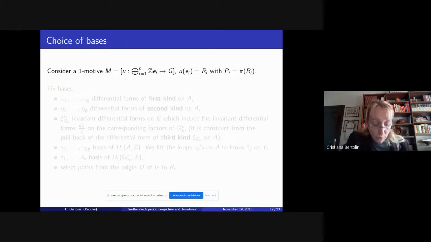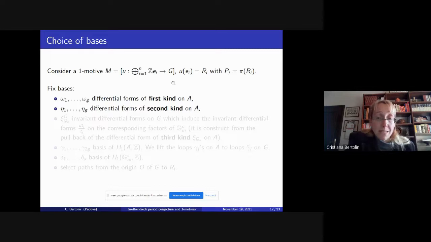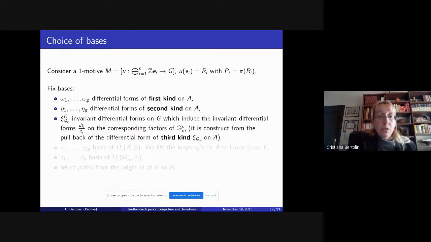So now I want to construct the period matrix of a 1-motive. I choose a differential form of the first kind on the abelian variety A, the abelian variety underlying the extension G. Then I choose a differential form of the second kind on A. And then I choose an invariant differential form on G, which induces the classical invariant differential form on the toric part, this means on the torus G_m^s. We construct this differential form on G via the pullback of the differential form of the third kind on A, where I recall Q_k is a point which parameterizes the extension G.